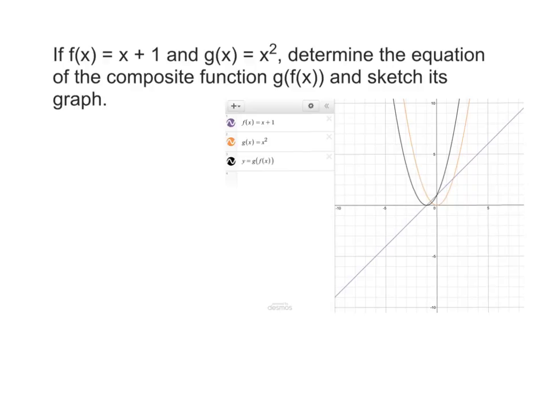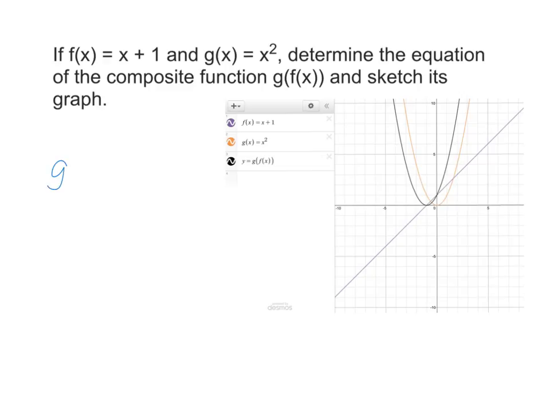Here's a bit of a different question, but related to the same thing. It says if f of x is equal to x plus 1, and g of x is equal to x squared, determine the equation of the composite function g of f of x and sketch its graph. So f of x is x plus 1, that's that linear function there. G of x is x squared, so that quadratic. And then the composition g of f of x is also graphed here. But let's see what the equation of it is.